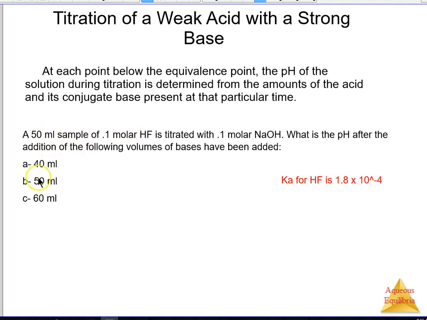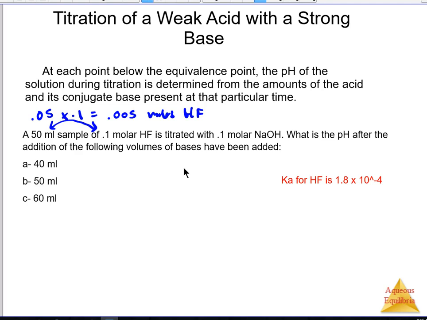Right here, all three problems are going to use this amount of moles of HF. So it's 0.05 liters times 0.1, which is 0.005, right? All right, that's moles of HF. In a titration problem, we are neutralizing that acid by adding base.